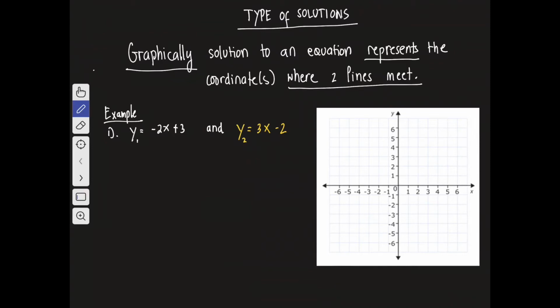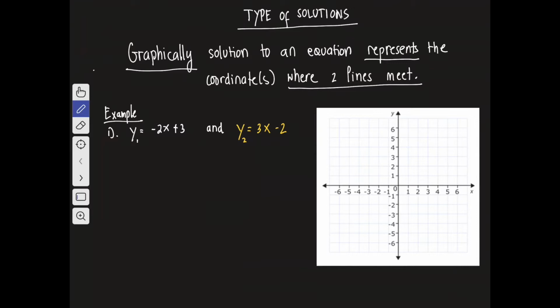Today we're going to talk about types of solutions to an equation. Let's revisit, what does it mean by a solution graphically? Graphically, a solution to an equation represents the coordinate, or maybe more than one coordinate, where two lines meet. I'm going to show you in a graph how it looks or what it means.